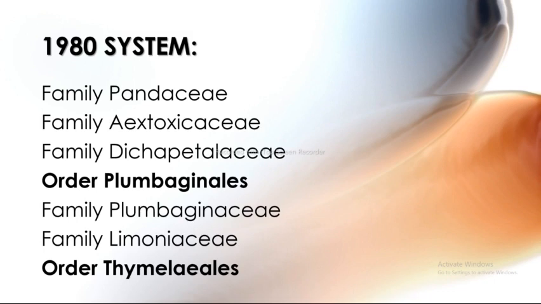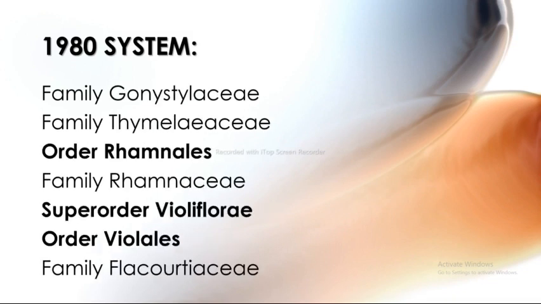Next family is Dichapetalaceae. Next order is the Plumbaginales, and this Plumbaginales includes two families which are Plumbaginaceae and Limoniaceae, and the next order is Thymelaeales, and this Thymelaeales includes the family Gonystylaceae, and the next family is Thymelaeaceae.